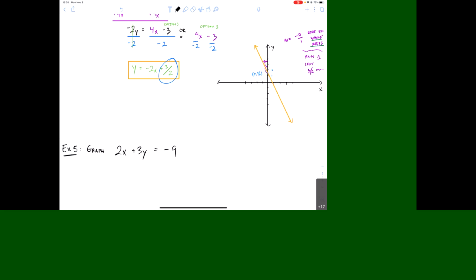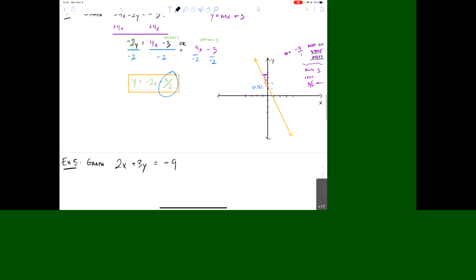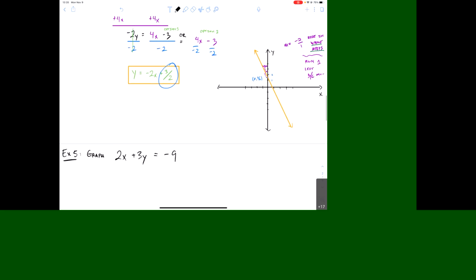All right, so here's example 4. I left it up there for you. You already know what y equals mx plus b form is, so I'll scroll up just a touch. I'll leave that there. Go ahead, try this on your own, please. I'll give you about 5 minutes or so to do that, and then we'll reconvene.